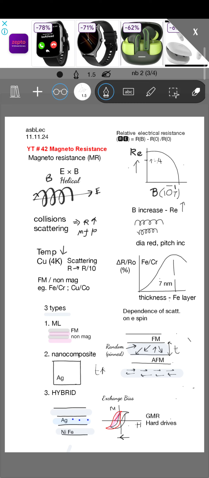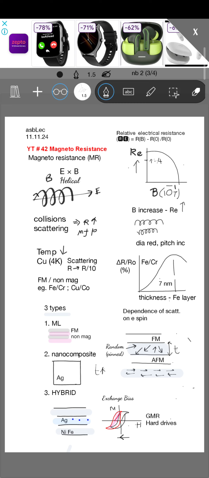The materials which normally show this sort of magnetic resistance are a combination of a ferromagnetic and a non-magnetic material, like iron and chromium, cobalt and copper. In this case, iron is magnetic, chromium is not. In the case of the copper and cobalt system, cobalt is magnetic, copper is not. This was about the chemical composition.